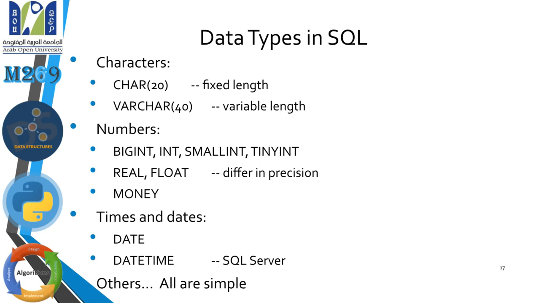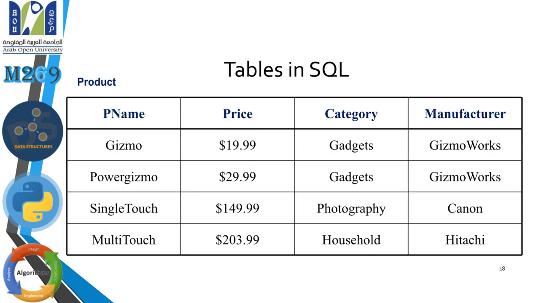Now, types in SQL. We have two types of characters: char and varchar. Char is a fixed length, like 20, and varchar is variable. You can write whatever length you want, like 40, 30. We have numbers: bigint, smallint, tinyint, real, float, money. These are types of numbers. We have time and dates, date and datetime. These are the types that can be used for building tables.